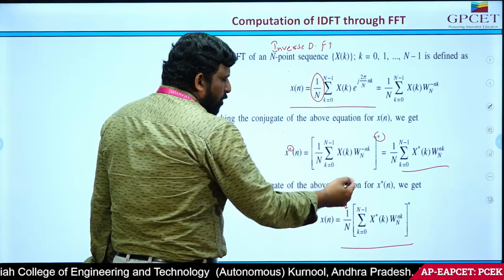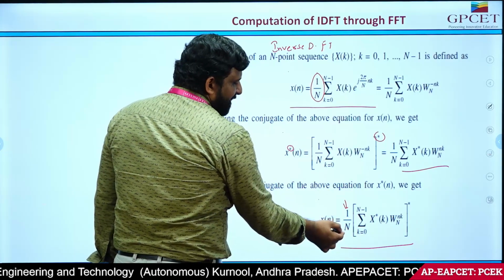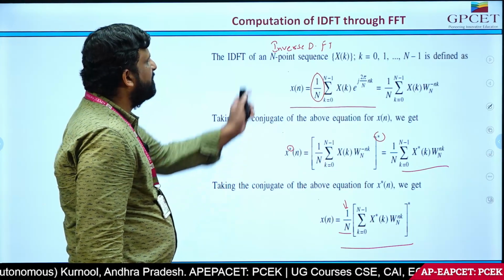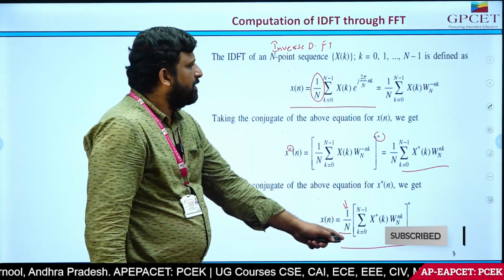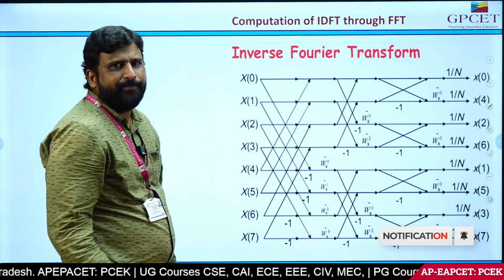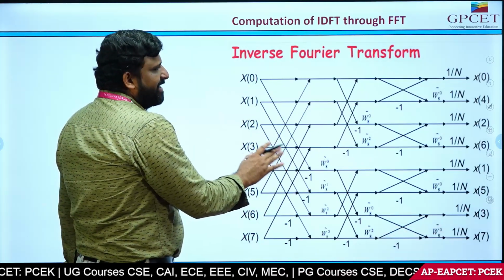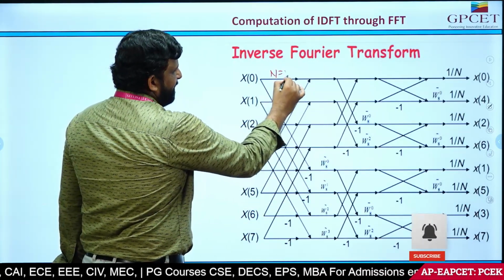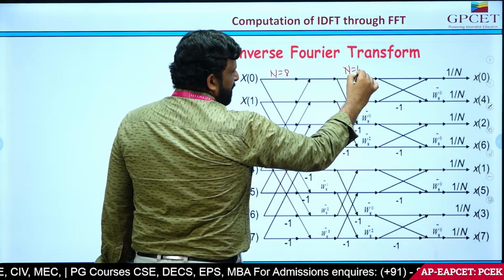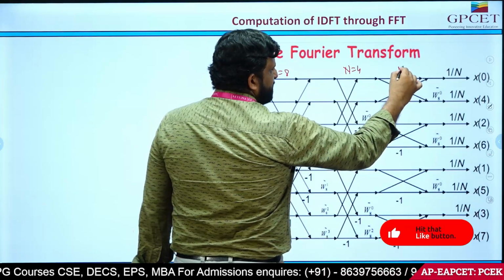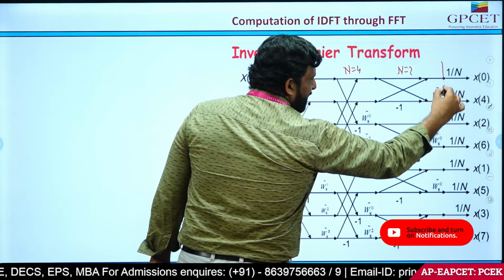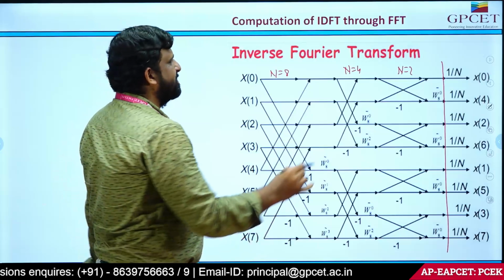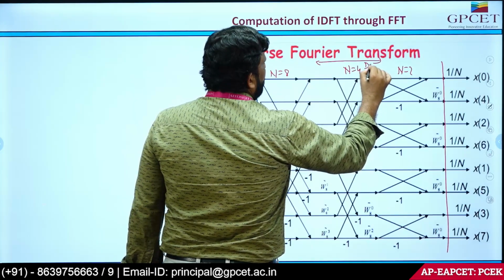Okay, so whatever output I get, I multiply that with 1 by n, and then the DIF is converted into the inverse discrete Fourier transform. So you can see the DIF diagram and the IDFT diagram will be the same. See here, the total n-point, that is n is equal to 8, is converted into n is equal to 4, and this n is equal to 4 is converted into n is equal to 2, and up to here the process will be the same, the DIF process.